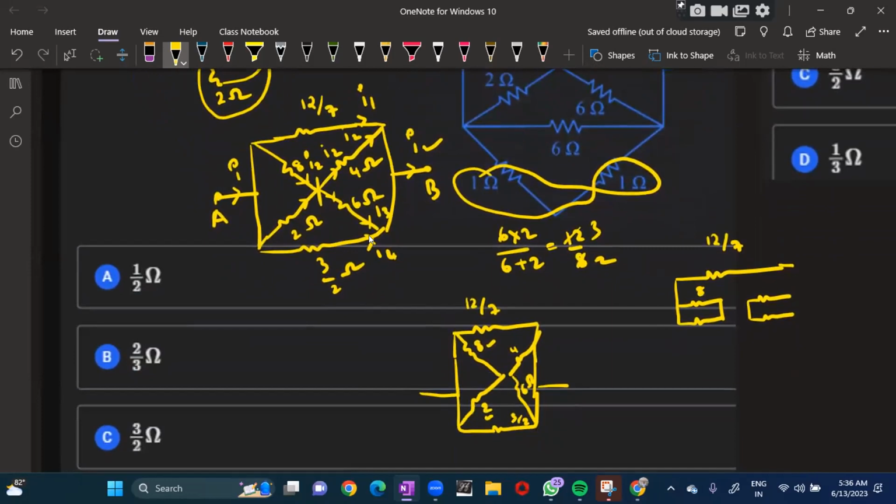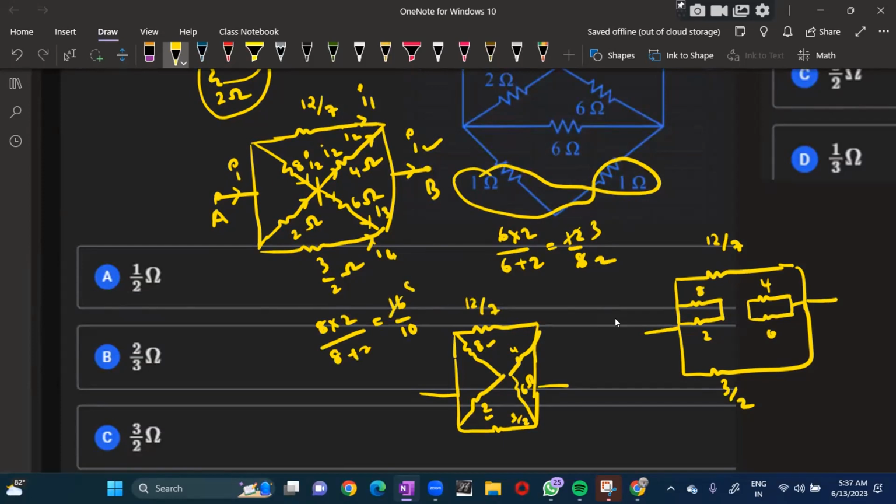This is 8 ohm, this is 2 ohm, this is 4 and this is 6. This is 3 by 2 ohm. These 8 and 2, in which combination, tell me? Parallel. Parallel means 8 into 2 by 8 plus 2. How much is that? 16 by 10, which is 8 by 5. 2 8s are 16, 2 5s are 10.